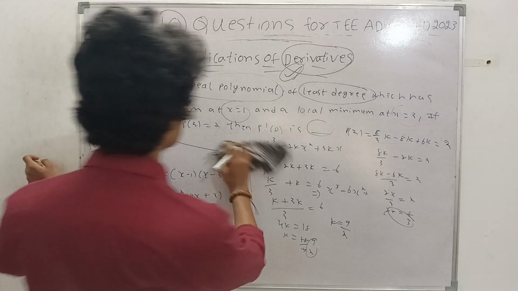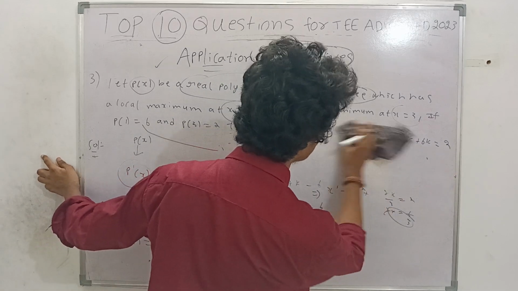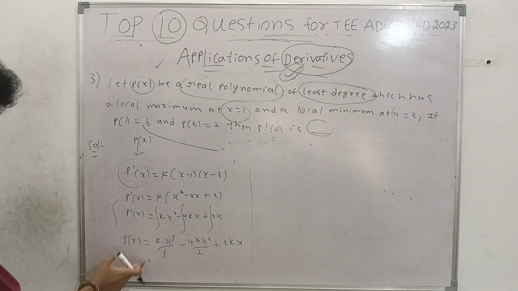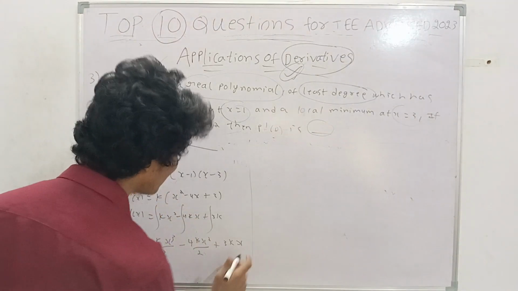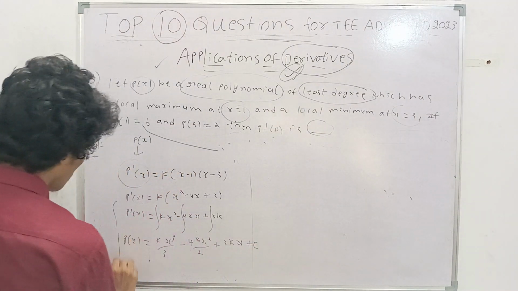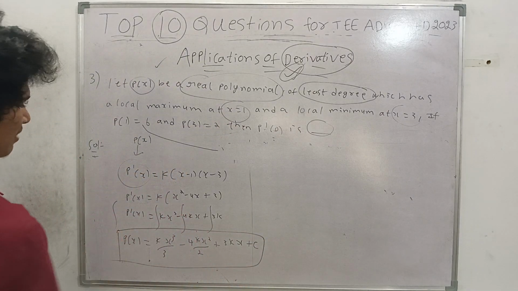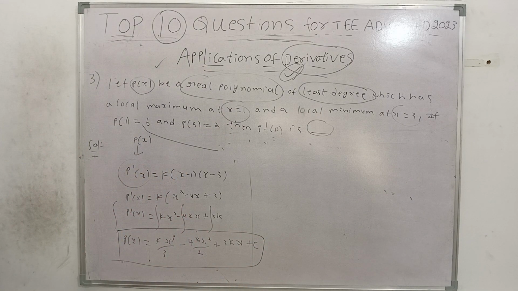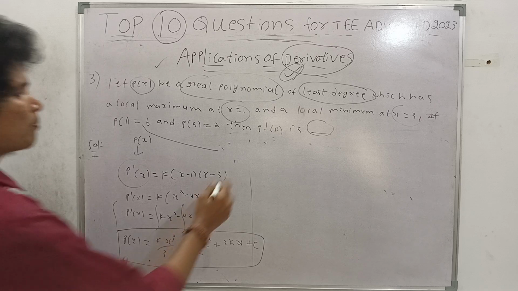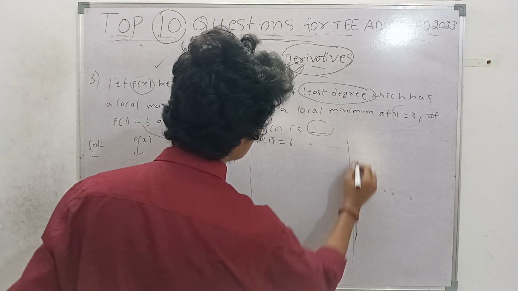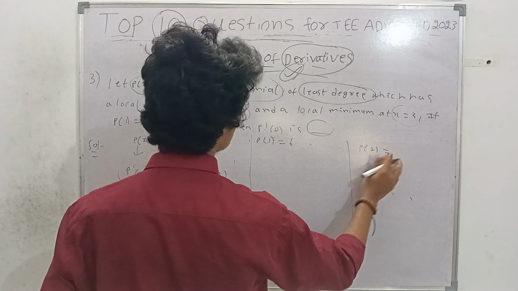One second, guys. Leave this thing completely, because here it is P of x when we integrate, but there is definitely another thing, that is the constant. We have to keep in mind, this thing is very important. I forgot it, because the integration constant is a must. Now we have to apply these two conditions, P of 1 equal to 6 and P of 3 equal to 2.